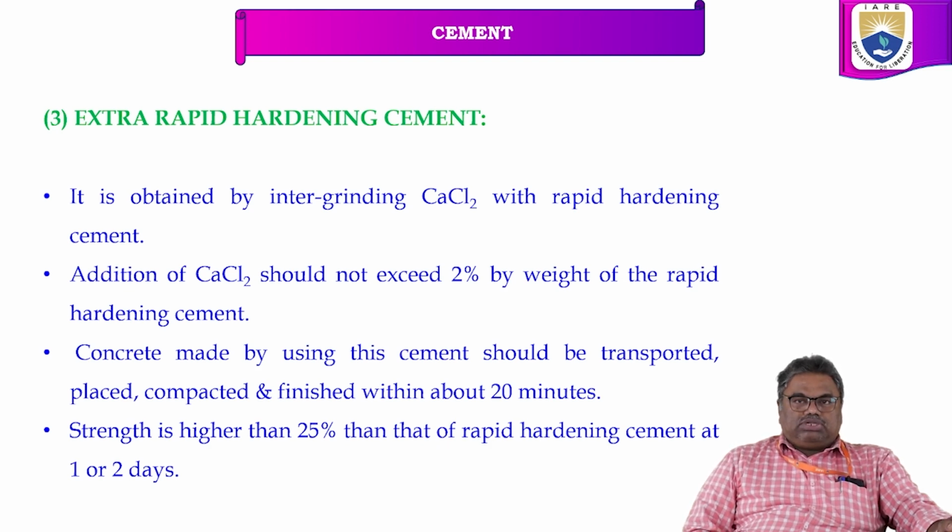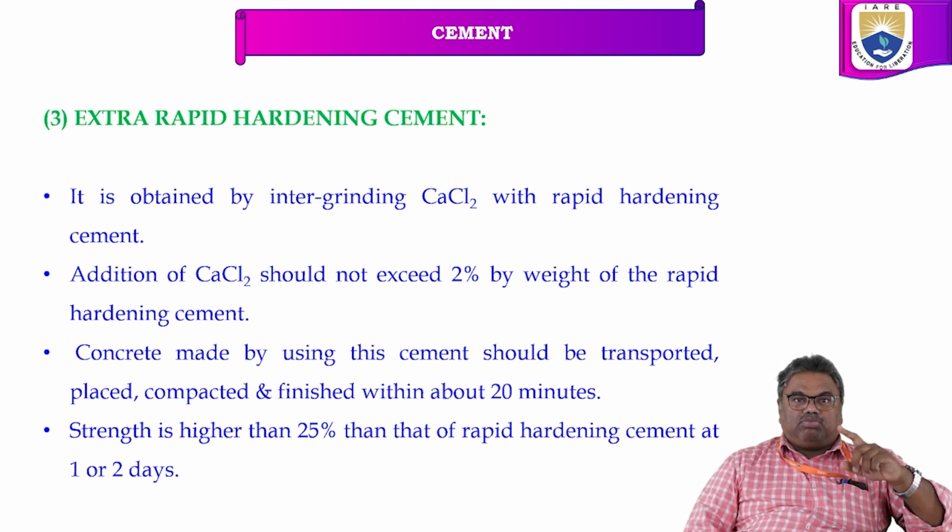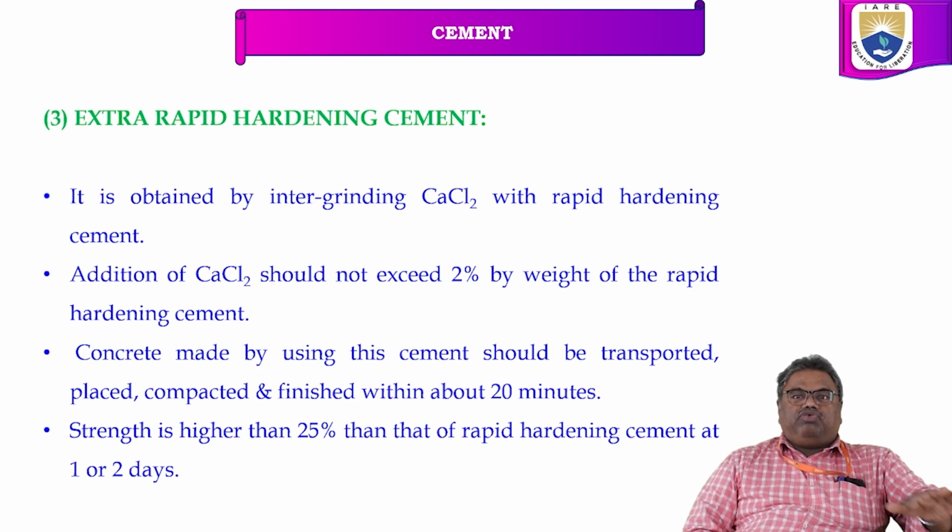Concrete made by using this cement should be transported, placed, compacted, and finished within 20 minutes. Within 20 minutes, you have to transport it, place it, compact it, and finish the work. Otherwise, it is going to set. The strength is 25% higher than the rapid hardening cement at 1 or 2 days.